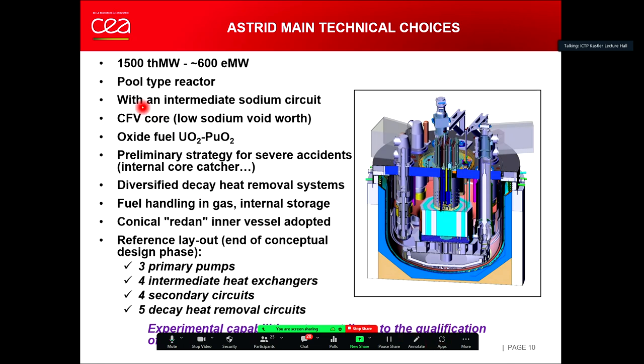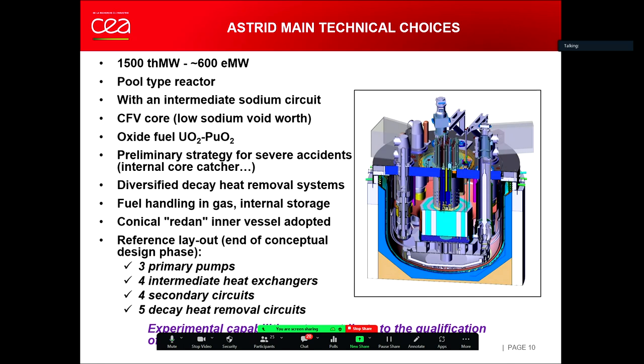You have a pool type, okay? Pool type reactor, you know what it means, pool type? In fact, the main difference is that you have the primary pumps and intermediate heat exchanger inside the main vessel. The main advantage, of course, is that all the active sodium is inside the main vessel.